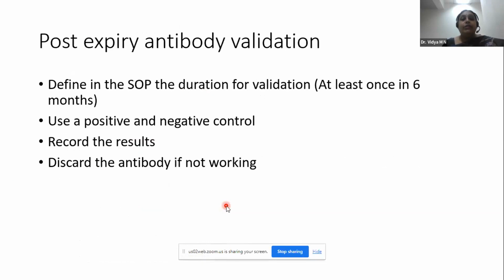Post expiry antibody validation is something which is very important. These are precious antibodies. We don't want to throw them away. The NABL recommendation is that they do not allow usage of any post expiry reagents in the lab, but however, I think IHC antibodies are allowed, and the recommendation in 112 is also that we validate the post expiry antibodies at least once in 6 months. You need to have a proper record on this. You need to use a known positive and negative control. You need to record the results, whether it is satisfactory or not. If it is not working, it has to be discarded, and the same has to be mentioned in your record.